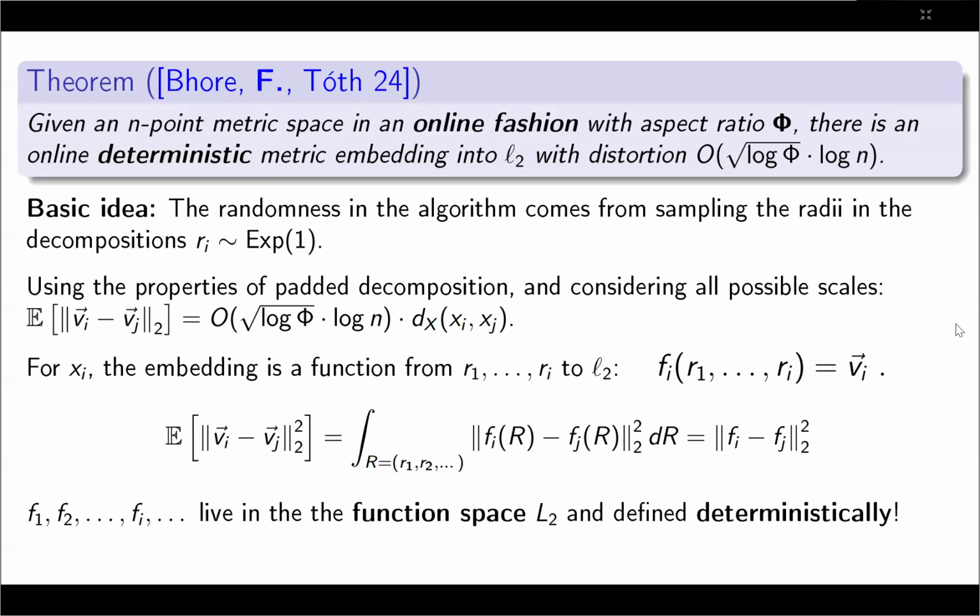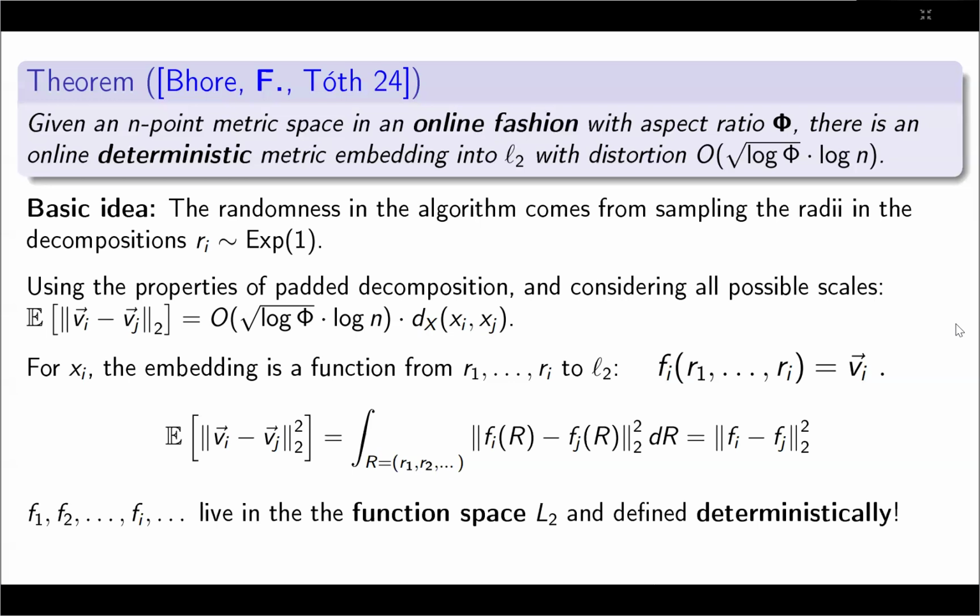So the result here is kind of the correct distance between the points. So this is the vector, and this will be just the correct distance up to the distortion. However, you can note that while this thing is random because you need to sample radiuses, once you look at the functions, they are not random. The functions are just some creatures living in the function space. And there's nothing random about that.